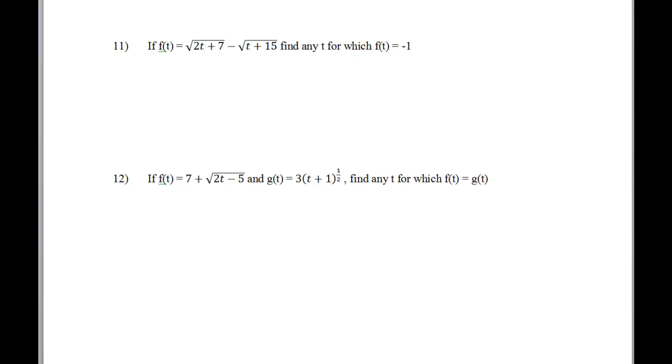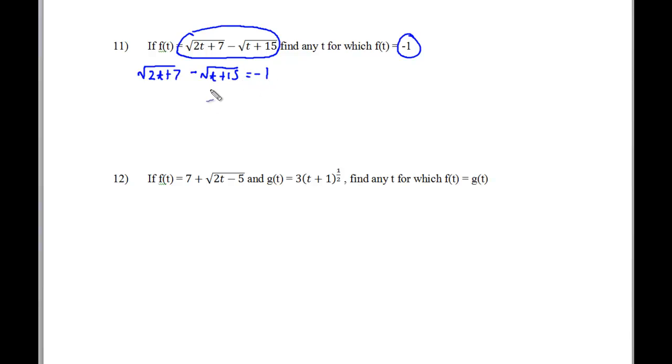This is going to be, if f of t is equal to this, find any t for which f of t is equal to 1. So this is saying, alright, so f of t is equal to this, and f of t is equal to negative 1. Through the transitive property, we will have to set up where this equation is equal to this. So let's start that out by going the square root of 2t plus 7 minus the square root of t plus 15 is equal to negative 1.